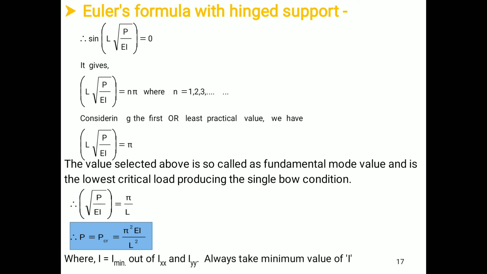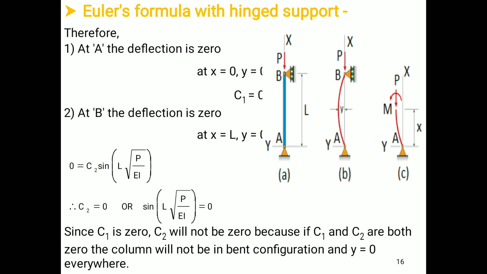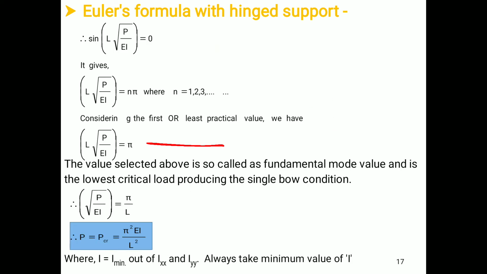Therefore, considering the first or least practical value, we have L under root of P upon EI is equal to pi, because here we have considered n is equal to 1. If we consider n is equal to 1, then and only then will we have this particular standard deflection curve. Otherwise, the curve will be different. Okay. Therefore, we have this particular equation, L under root of P upon EI is equal to pi.